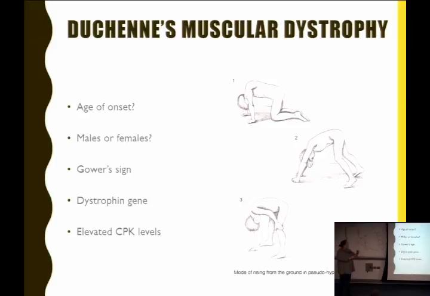Good. Okay. So this is a picture of the Gower sign, a child who has to either put their hands on the ground and walk their hands up or walk their hands up their own leg, has weakness of what muscles? A little bit of quads and also their gastrocs. Good.